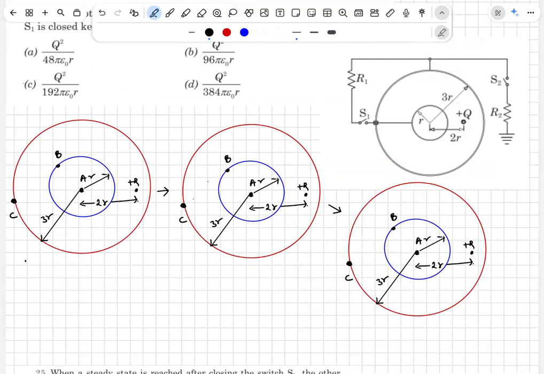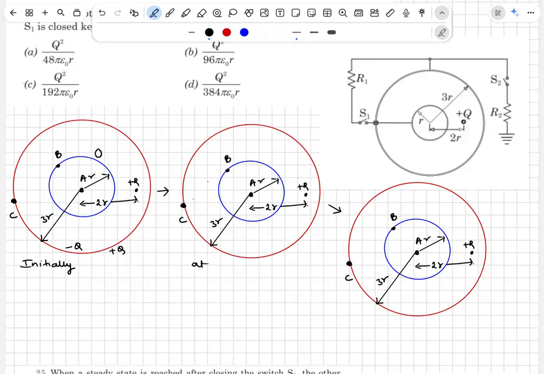Now let us take initially, there is no charge on this. Yes, no charge on this. Net charge 0. Otherwise, not no charge, it means net charge 0: minus Q, plus Q initially.